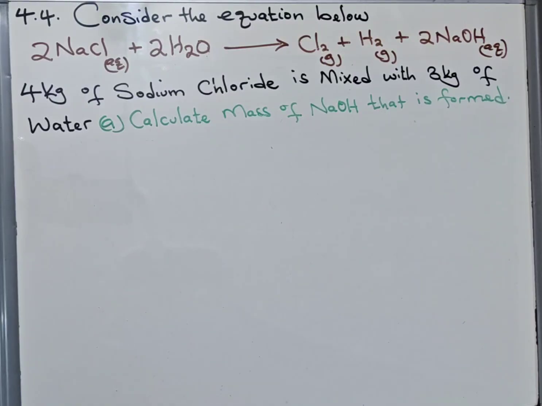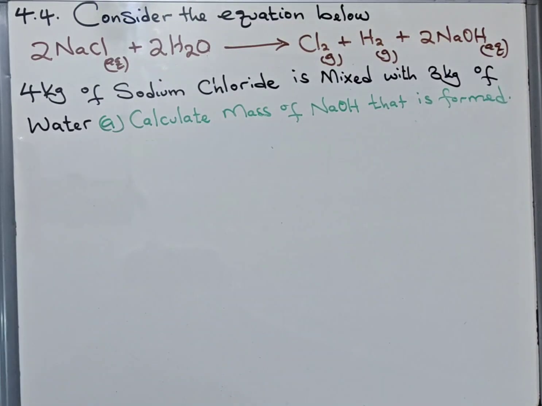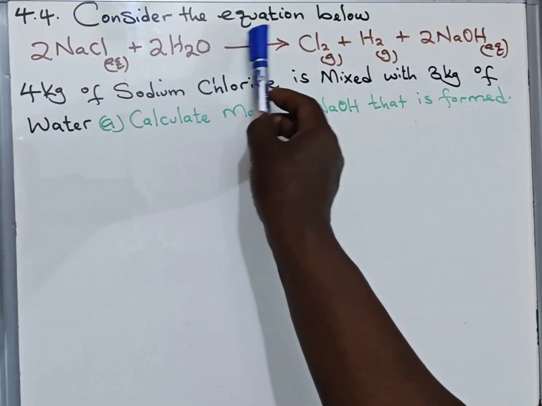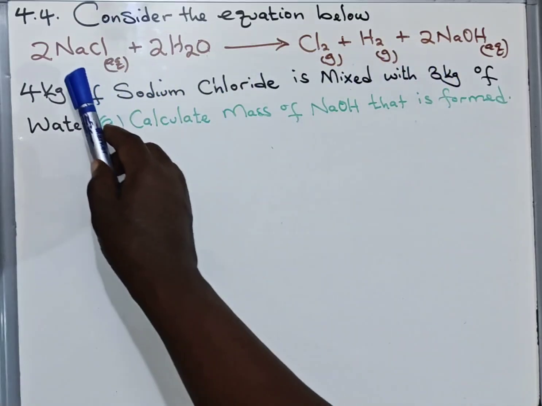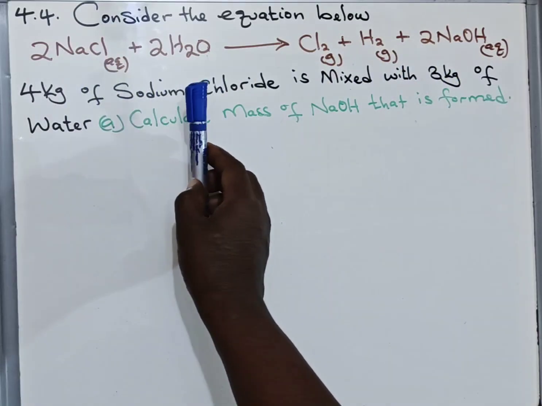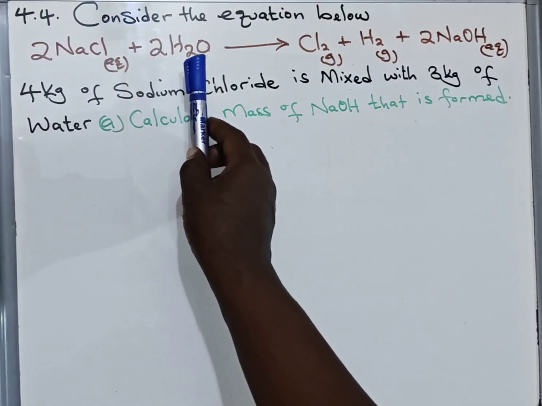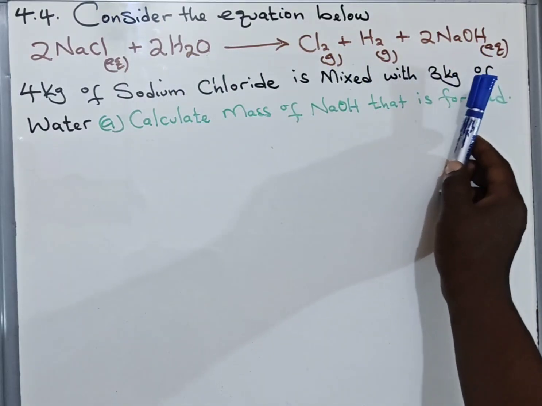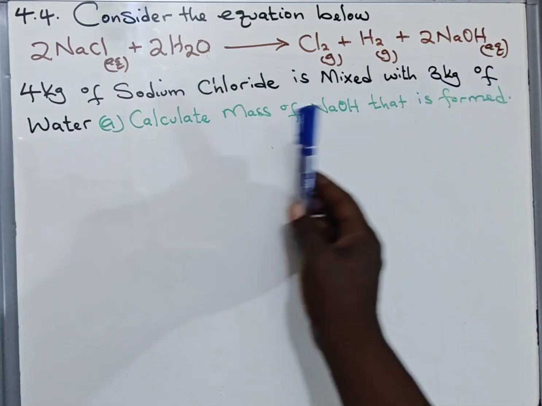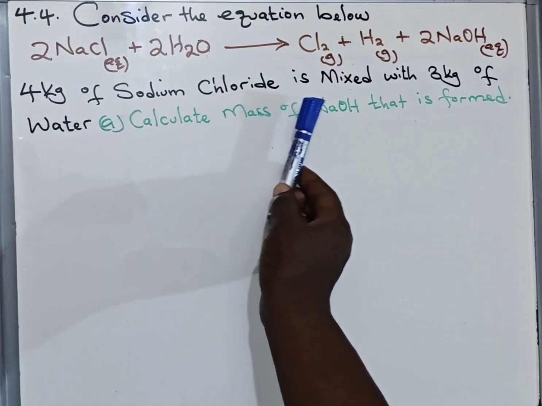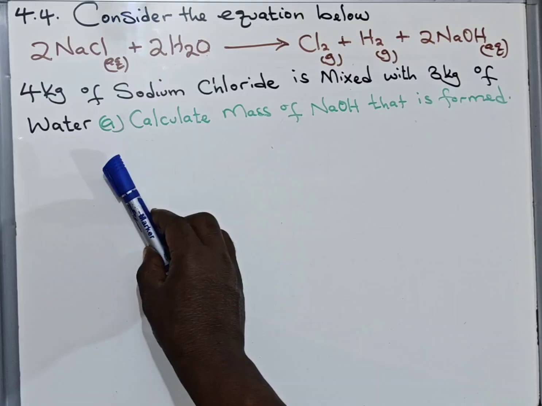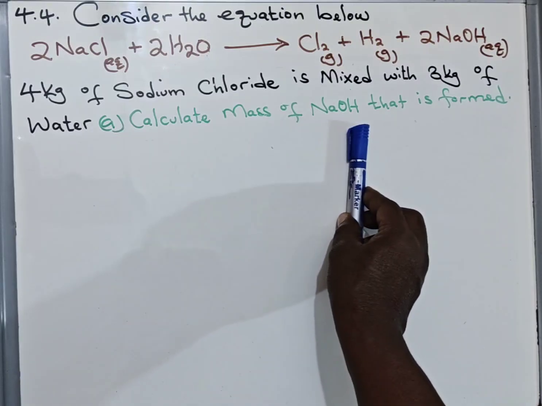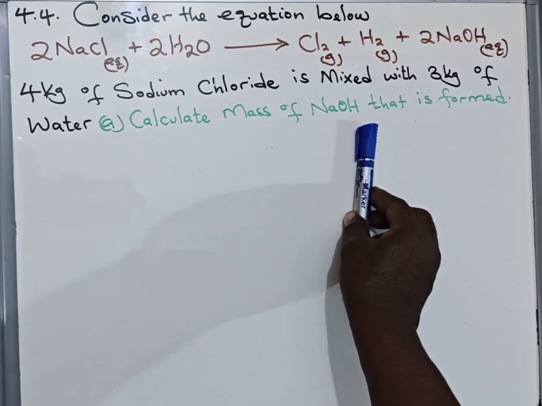Yes, we are looking at this question. It's a grade 11 question. It says, consider the equation below. This is the equation. We're having sodium chloride reacting with water to give you these products. And they say 4 kilograms of sodium chloride is mixed with 3 kilograms of water. Calculate the mass of sodium hydroxide that is formed.